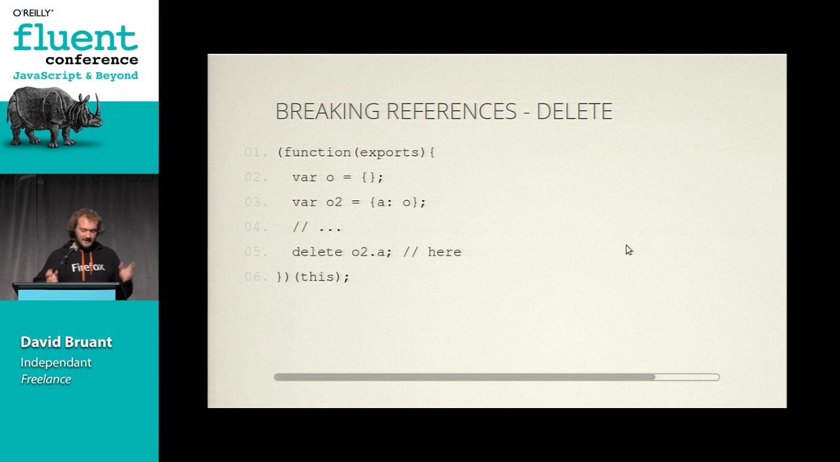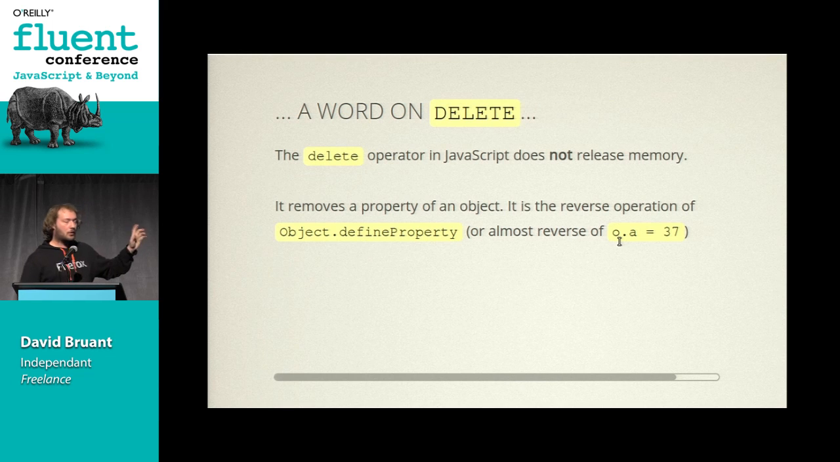So, references. The trick to avoid leaks is just to avoid references to objects that you do not need anymore. So if you end up in cases where you have not naturally broken all the references to an object, well, you have to do it manually. For instance, here you have two objects, O2 references O through its A property. So here what you just do is use the delete operator, where you remove the A property of the O2 object.